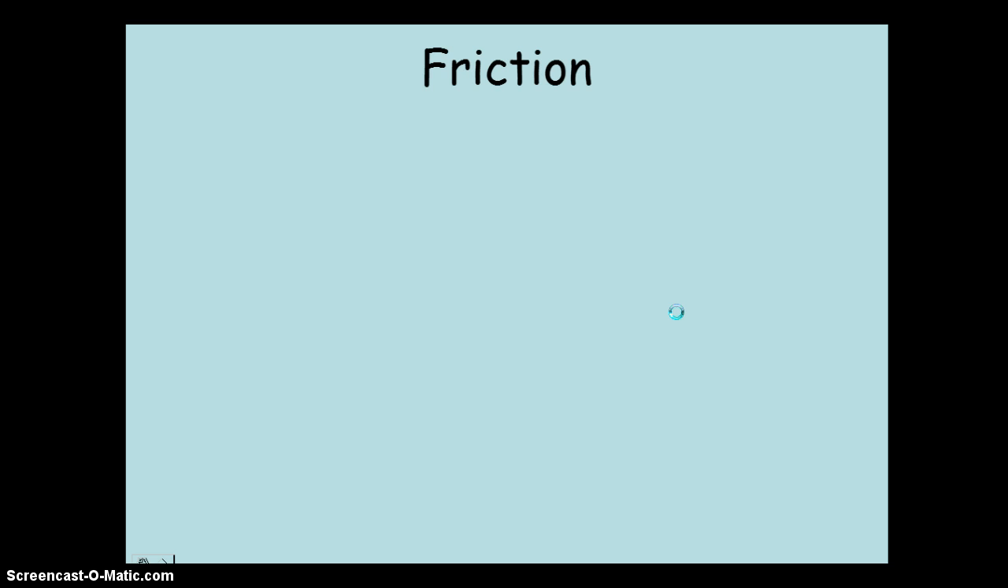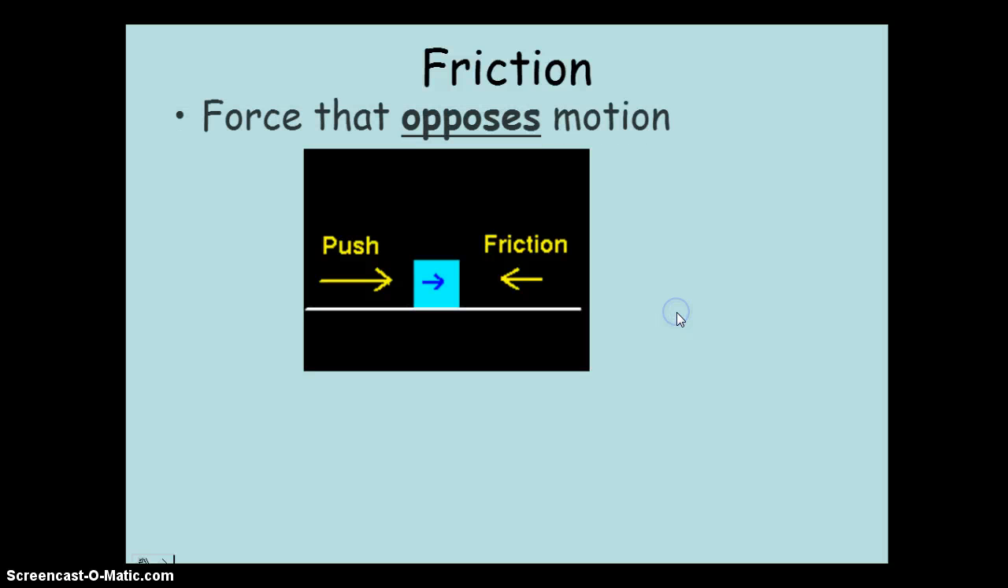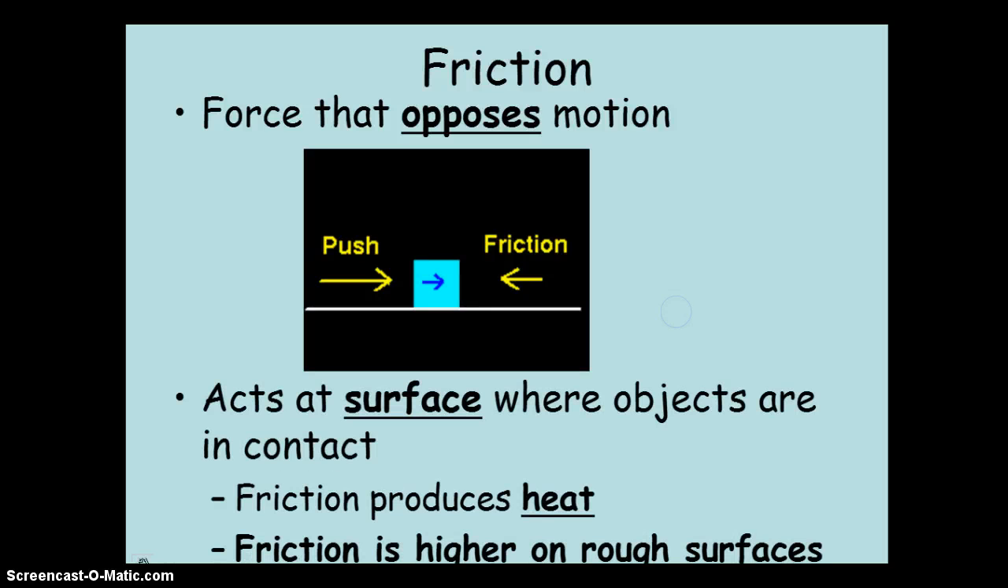Okay, and then we're not getting into the section on friction, but you should at least have an idea of what friction is. And it is a force that opposes motion. So it's kind of working against motion. So if you had a box on a floor, maybe you had books in it or something, and you push that box, you're going to have resistance. And friction is one thing that causes that resistance. It acts at the surface where the objects are in contact. So where the box meets the floor, that's where friction takes place.